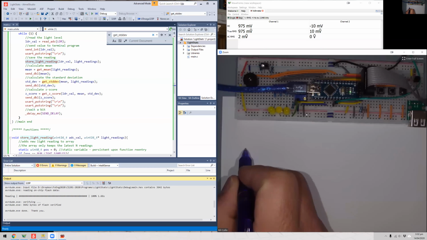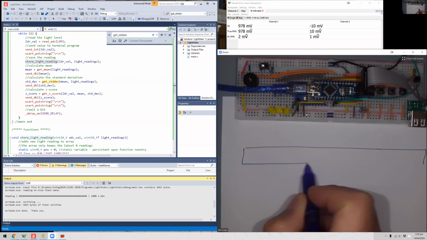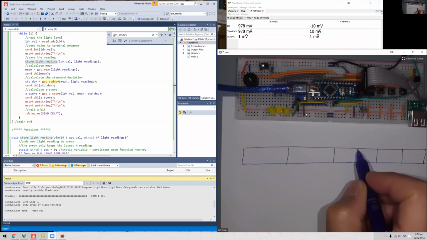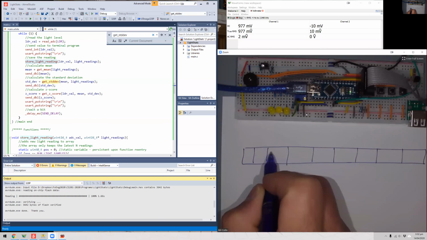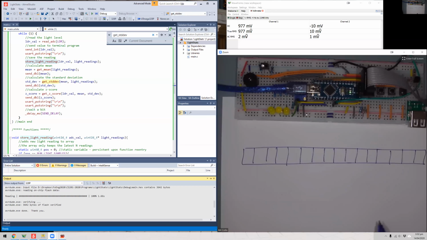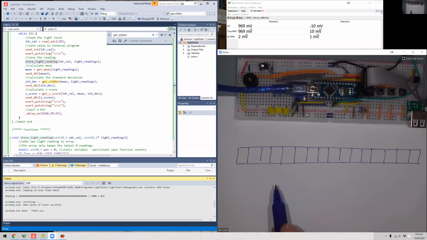So let's say I'm keeping 16 values over time. I've got an array which is split up into 16 different values. I'm storing unsigned 16-bit ints into my array.